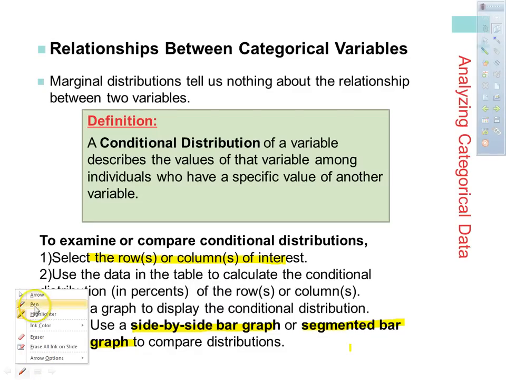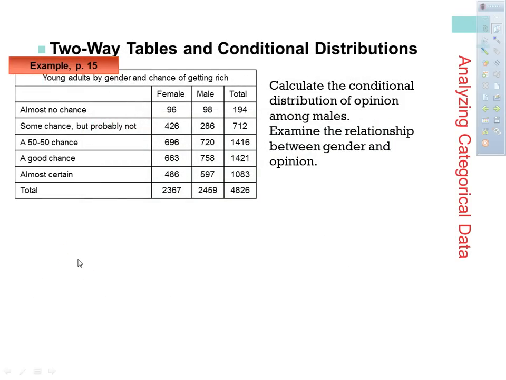So let's take a look at a conditional distribution, right? So back to our opinion of young adults on getting rich and the conversation that we always enjoy having, right? So if we want to calculate the conditional distribution of opinion among gender, right, is usually how that will be said. Now, this says among males, okay? Generally, it'll say something like, calculate the conditional distribution of opinion among gender. And so then that means that we're going to, for each gender, create the distribution of opinion, right?